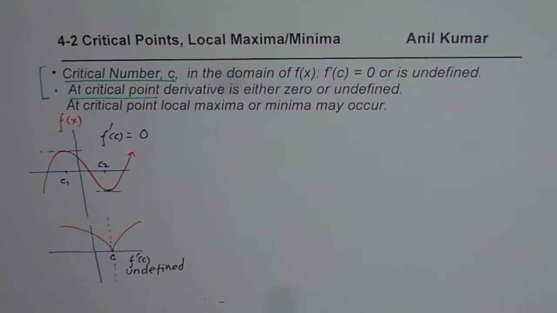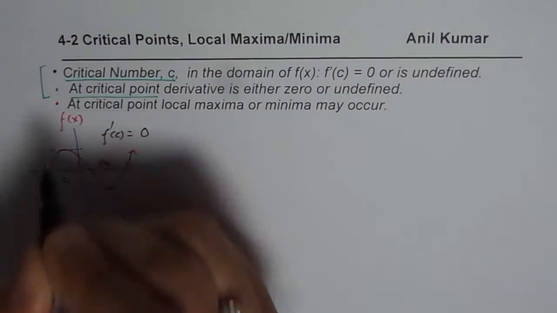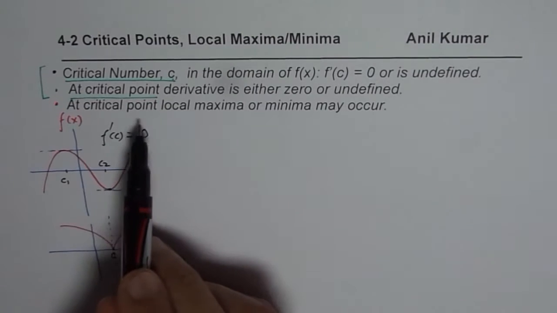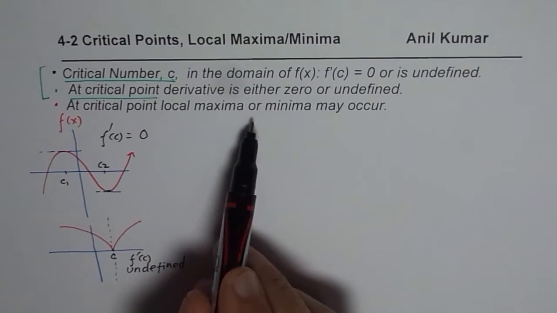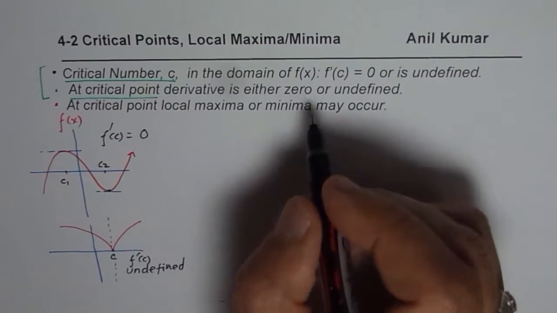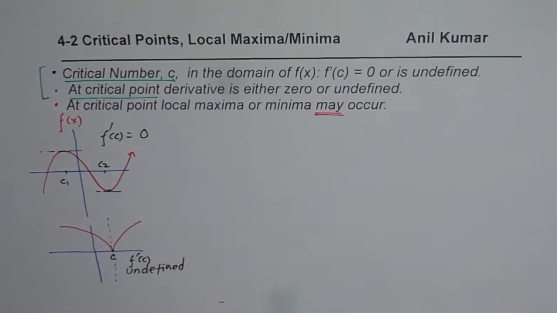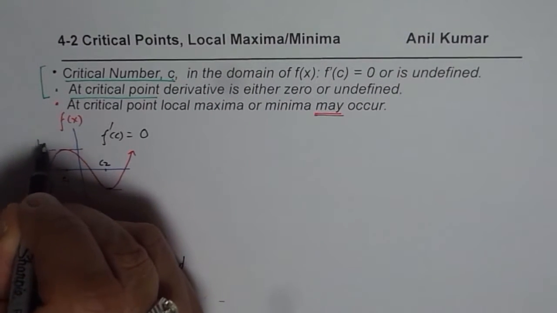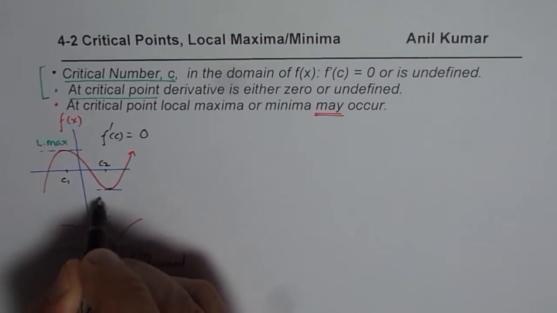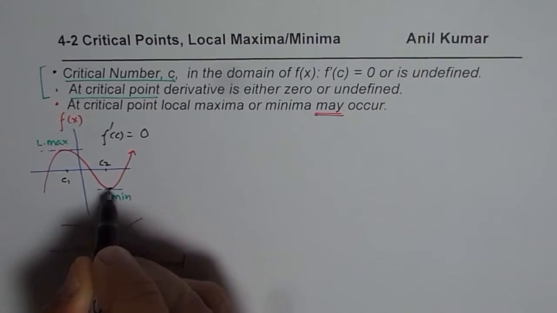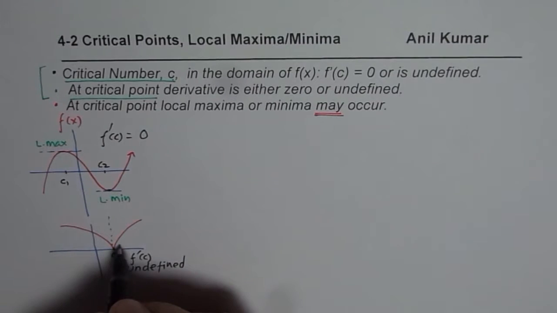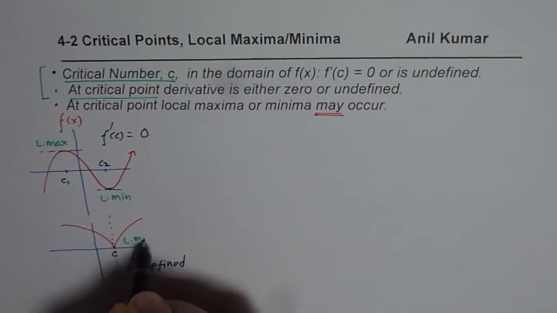So we could use either of these terms, but the idea is at a critical point, the derivative is either 0 or undefined. Okay. Now, another part of this understanding is that at a critical point, local maxima or minima may occur. So this is very important, may occur. In these two examples, we have a local maximum and a local minimum. In this case, it is local maxima, right? And here we have local minima at the critical point.